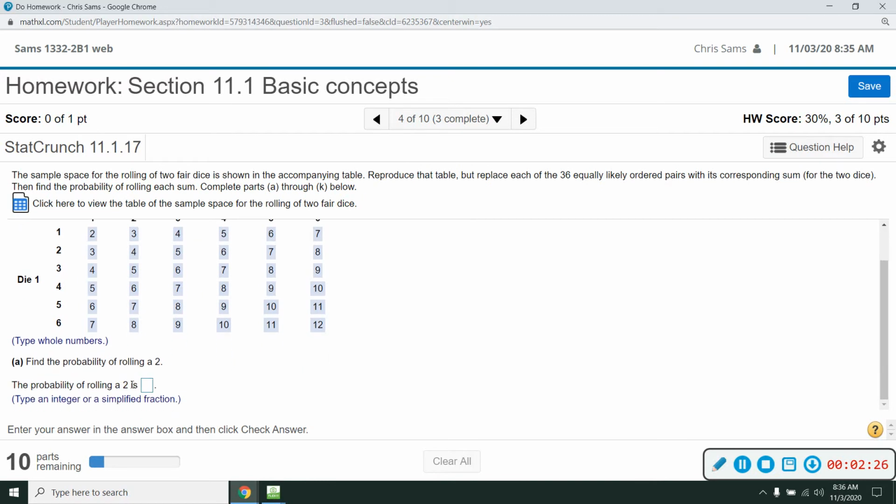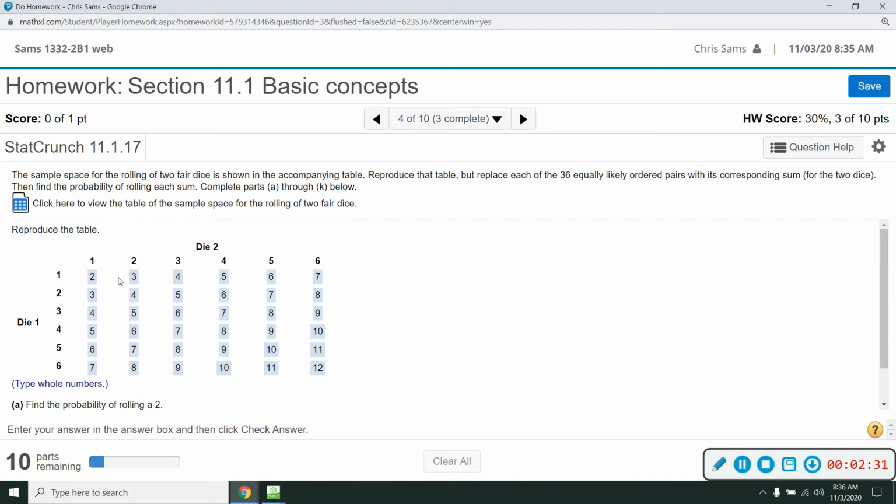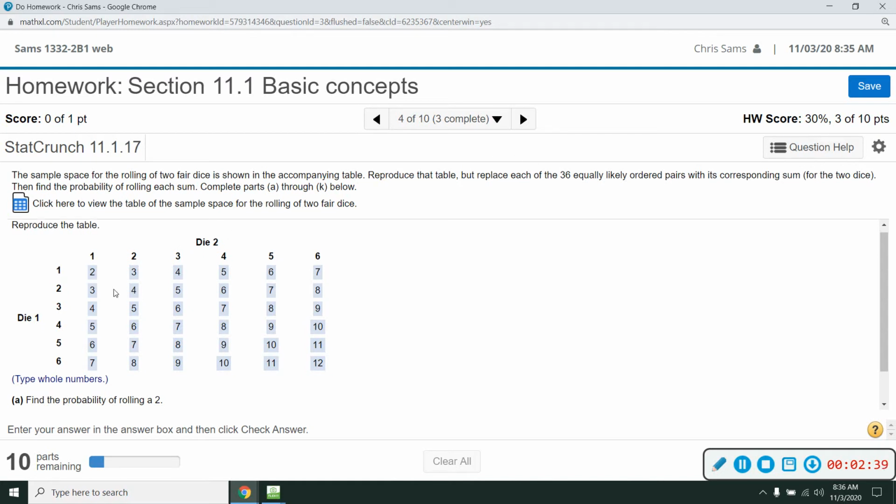The probability of rolling a 2. The only one that has a sum of 2 is 1 and 1. And we already said there were 36 outcomes. So there's 1 out of 36.